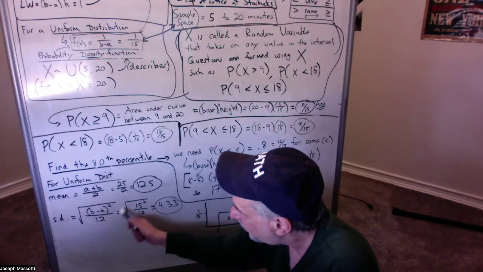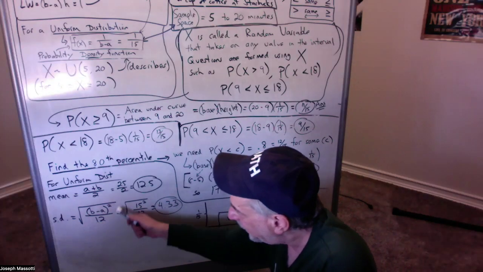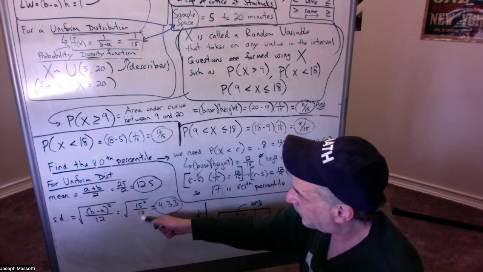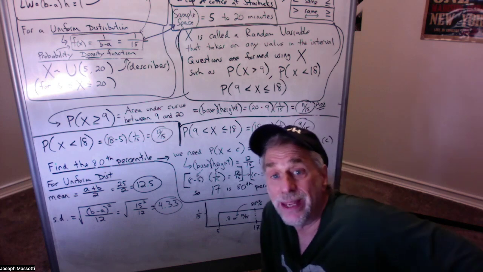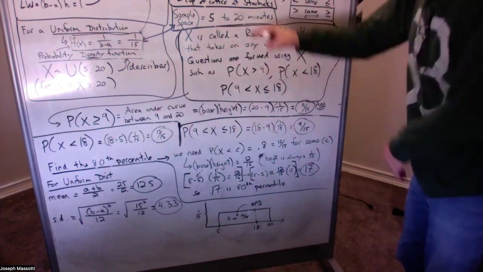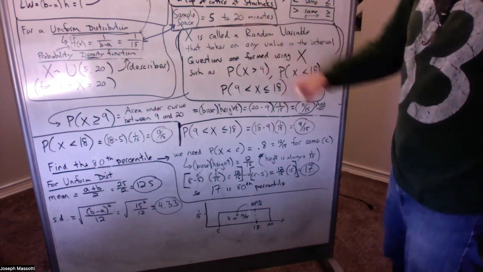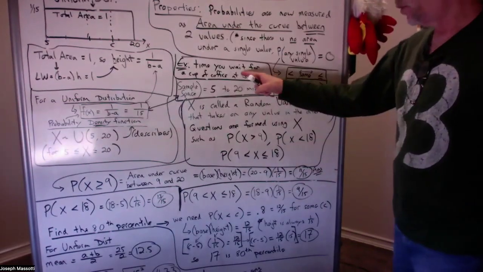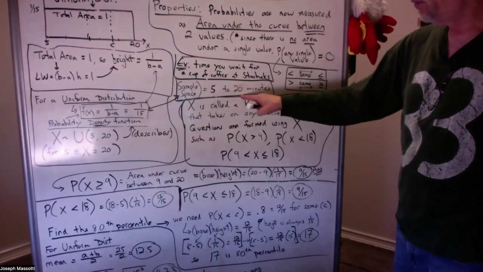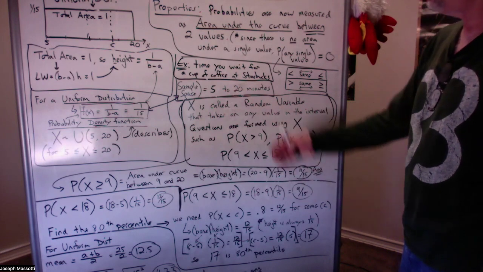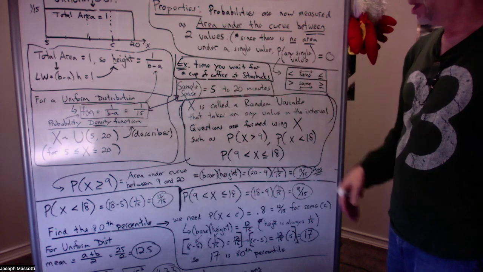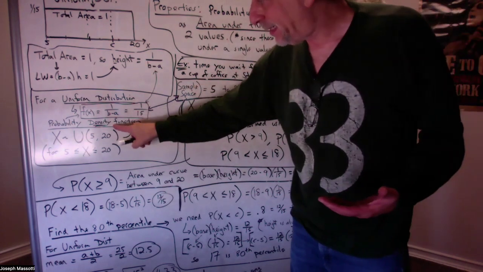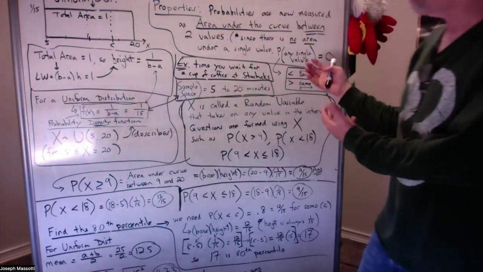Standard deviation has this formula. Again, all you need is the A and the B. You plug in the A and the B, you calculate, and you get the standard deviation there of this particular distribution of waiting times for coffee at Starbucks between 5 and 20 minutes. So a continuous probability distribution. We're now looking at area under a probability density function to find the probabilities.